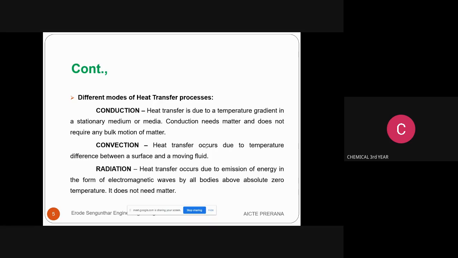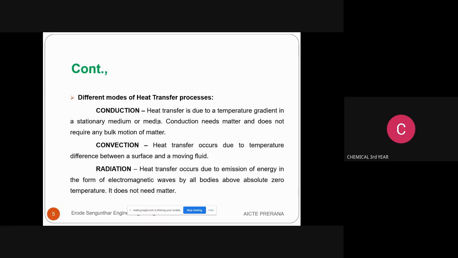But how it is transferring, in which medium it is transferring, and what is pushing that transfer: these things differ in each and every mode of heat transfer. For example, in conduction, heat is transferred due to temperature difference only. In convection and radiation also, everything is due to temperature difference, the temperature gradient only. But see the next point: in a stationary medium or media. So in a stationary medium, that medium should not flow anywhere.